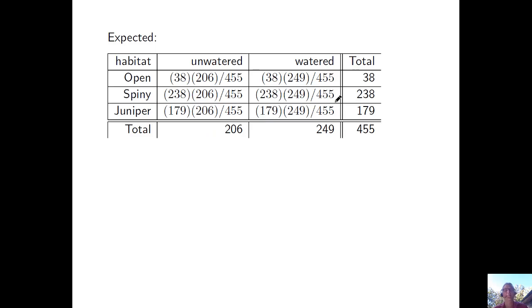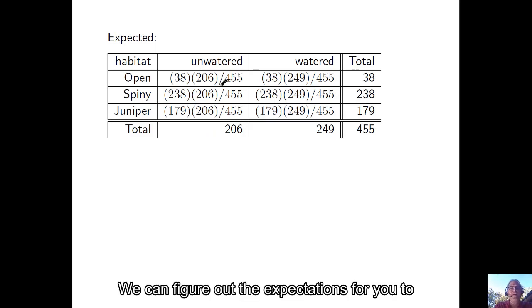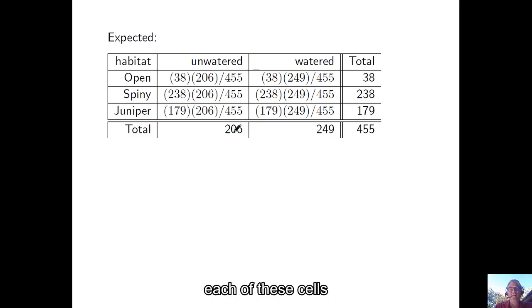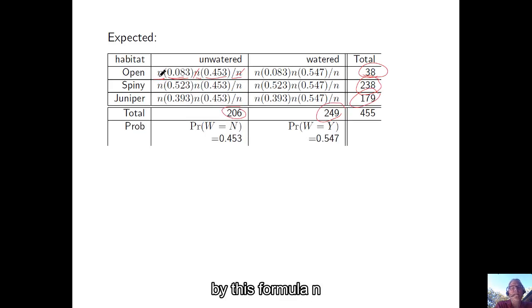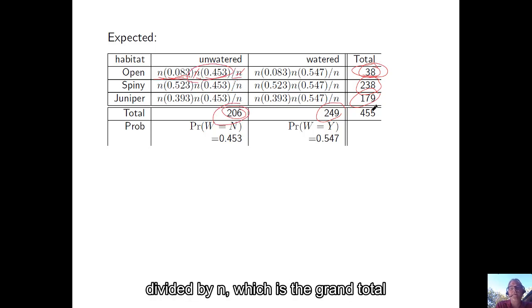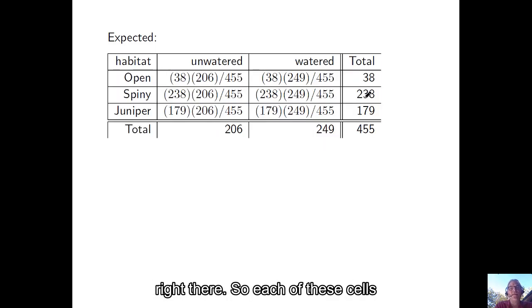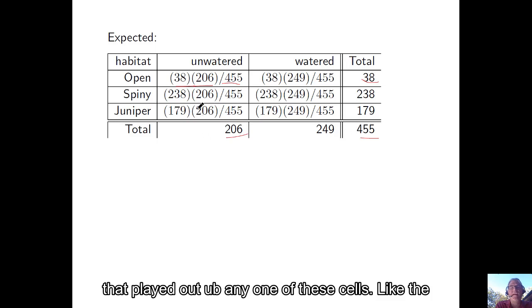So we can figure out the expectations for each of these cells by this formula. N times the probability of being in this row is just the observed row total. N times the probability of being in this column is just the observed column total divided by n, which is the grand total right there. So each of these cells can be figured out by the row total times the column total divided by the grand total. And you can see that played out in any one of these cells.